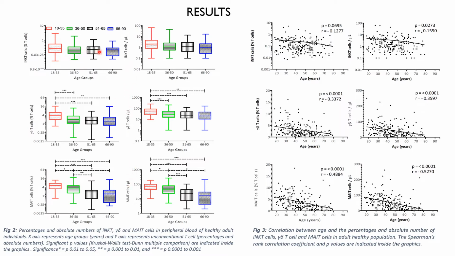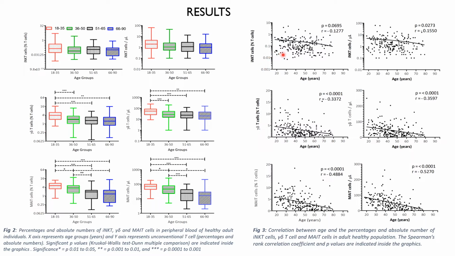In the case of the iNKT cells, we haven't found any statistically significant difference. However, in the case of the gamma delta and MAIT cells, we have found a statistically significant difference between the age groups and the number of the gamma delta T cells and the MAIT cells. We obtained a similar result for the absolute numbers of gamma delta T cells and MAIT cells.